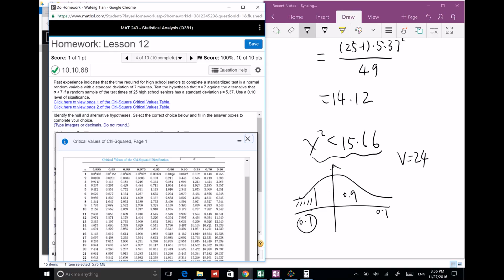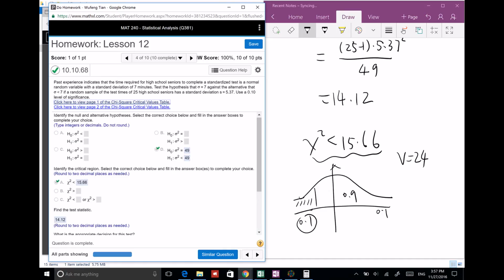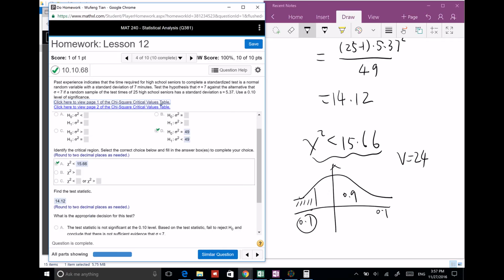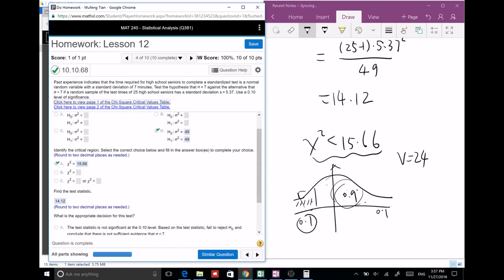So let's do 0.9, go to 24. 0.9 is this one here, 15.65, 15.66. Okay, so it's rounded up from 15.66. So now I find that's how you do this. Go to 0.9 because the left tail is 0.1, right tail area is 0.9. Go to 0.9, go down to 24, it's 15.66. And now you get the test statistic is 14.12.